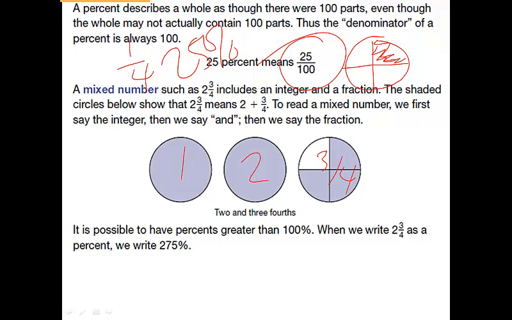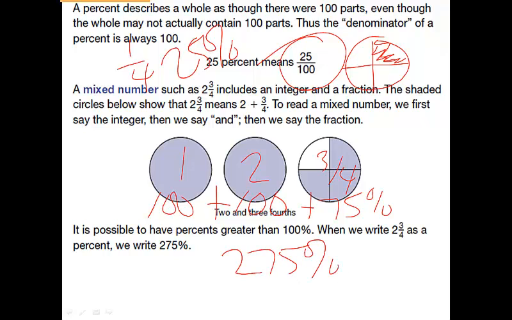It's possible to have percents greater than 100%. In our example above, when we write 2 3/4 as a percent, we write 275%. The reason we do that is because this equals 100%, this equals 100%, and this equals 75%. So when we add those all together, we get 275%.